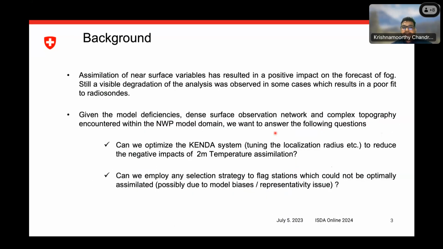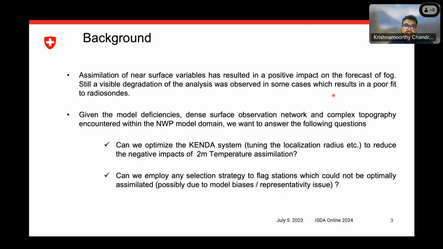With respect to near surface variable assimilation, we have seen a very good positive impact on the forecast of fog and low stratus with the assimilation of near surface variables. But still, we have seen visible degradation of the analysis in some cases, which resulted in a very poor fit to the radiosonde.